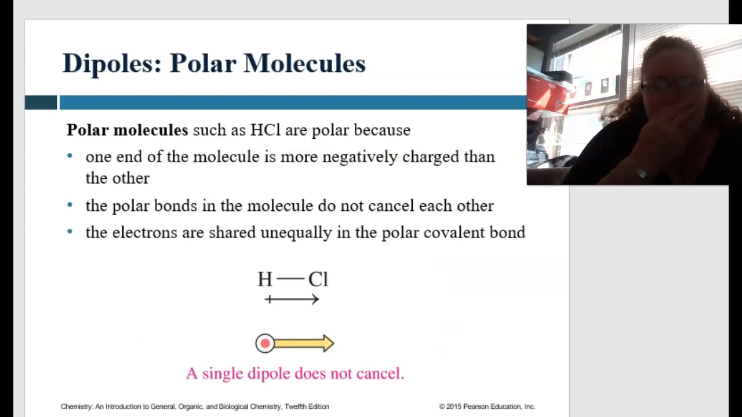So polar molecules such as HCl are polar because one end of the molecule is more negatively charged than the other, and the polar bonds in the molecule do not cancel each other out. So the electrons are shared unequally in the polar covalent bond. So right here you can see that the single dipole does not cancel.